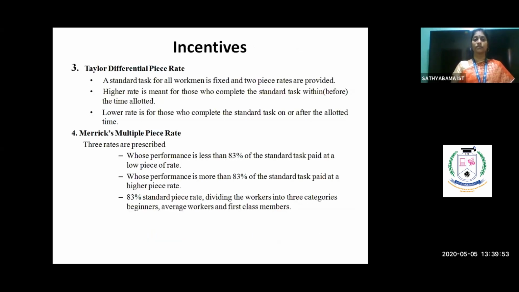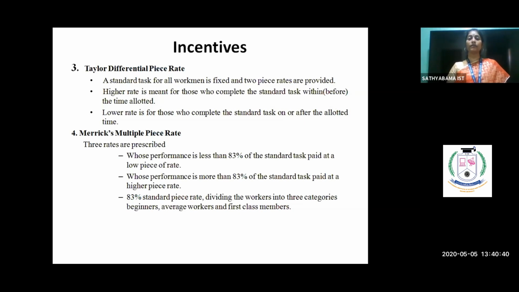The third one is the Taylor differential piece rate system. Here, a standard task for all workmen is given, and two piece rates are provided. A higher rate is given to employees who finish the work before the standard time, and a lower piece rate is given to employees who finish the work on time or after the standard time. So this is the two rate system followed under the Taylor differential piece rate system. Again, Taylor is the person who framed this system.